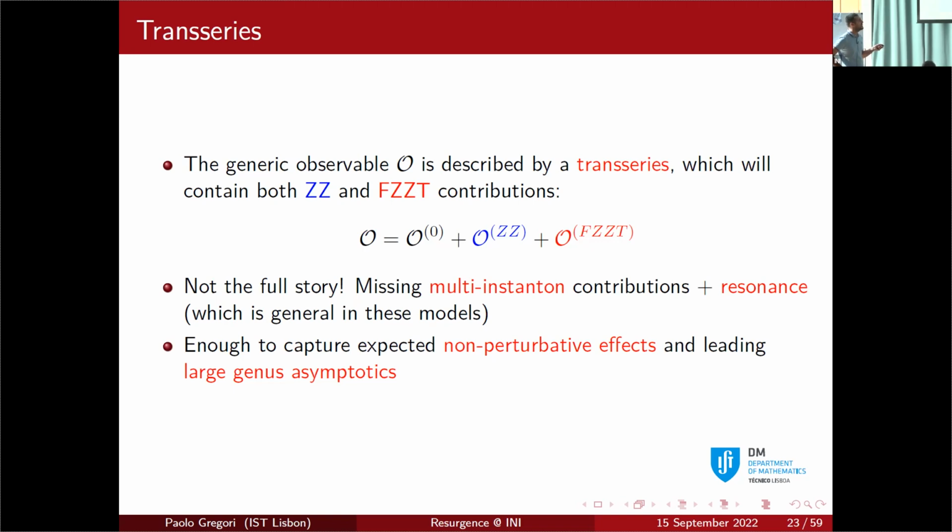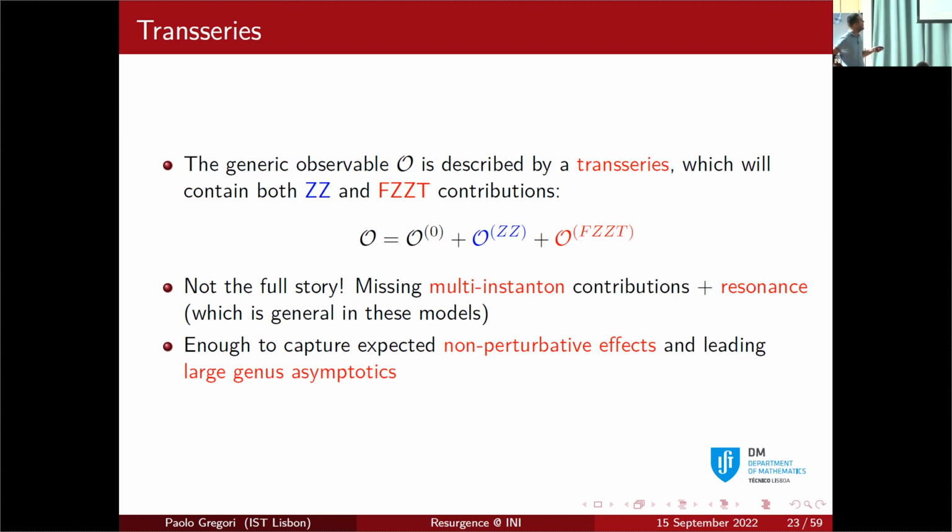For FZZT branes, instead, only produce a couple of singularities in the Borel plane. In the sense, a couple because you always have the plus and minus a. But they do not produce this tower of singularities. Now, of course, when we write something like this and we stop at the one-instanton sector, we are missing multi-instanton contributions and resonance, which, as I told you, is very general in these models.